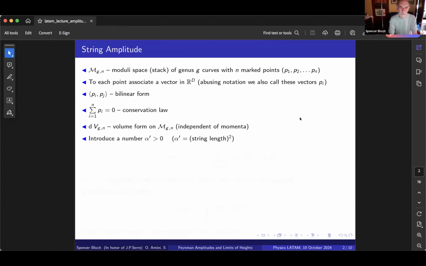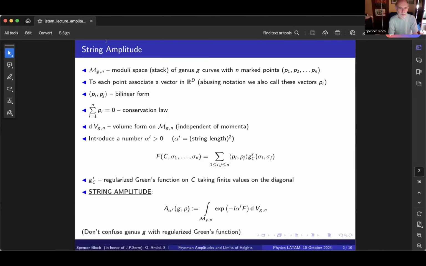And I will have a volume form on the moduli space. This is tricky because we have these p_i, but I will make the volume form independent of the p_i. It doesn't see the vectors. And we'll also introduce a number alpha prime, which is greater than zero. I think that alpha prime is supposed to mean something about the string length, but little though I know about physics, I know even less about string theory. The string length is, I don't know what it is, but if you take it and square it, you get alpha prime.